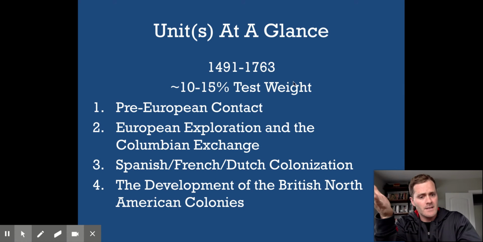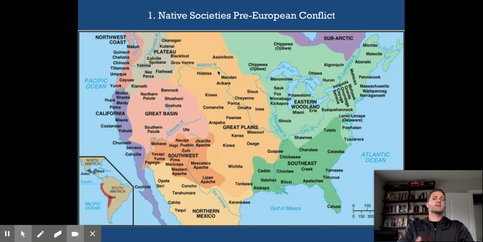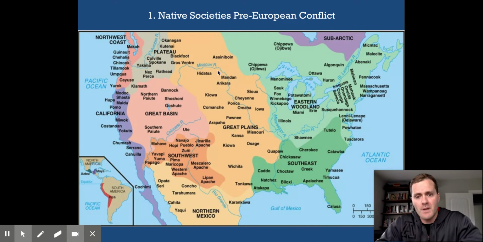And the 4th piece, as I alluded to earlier, we're going to spend the most amount of time on, which is the development of the British North American colonies and what we now know as the eastern seaboard of the United States of America. So that's kind of the preview of where we're going. Let's start with number 1. What do native societies look like before European conflict?